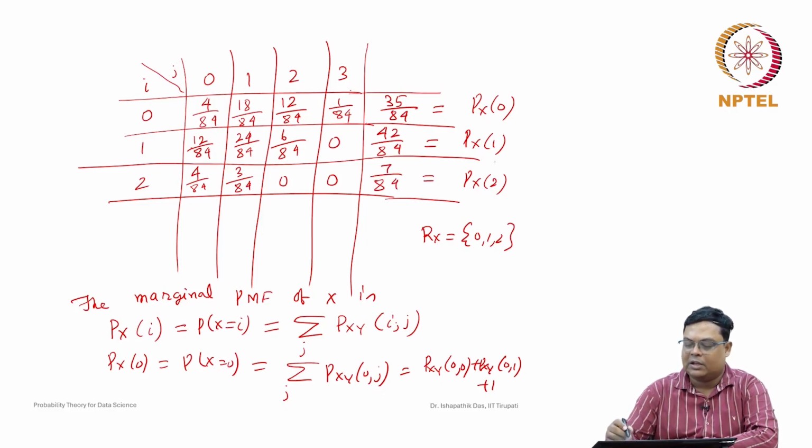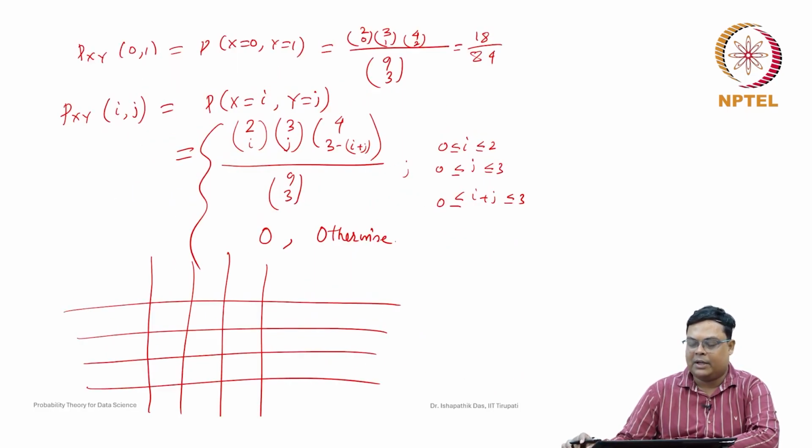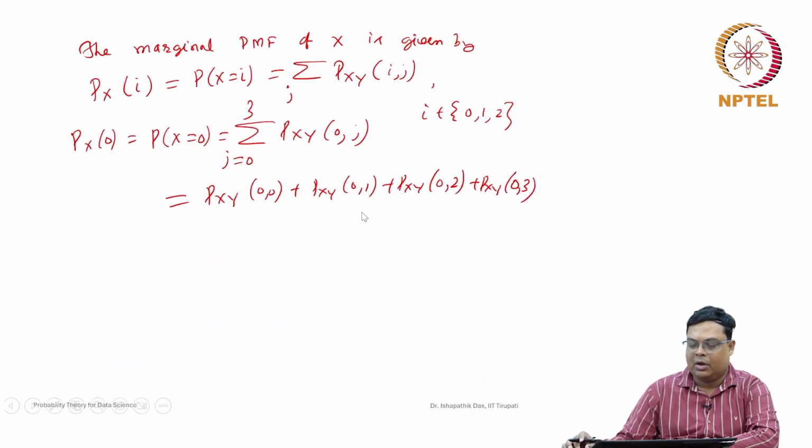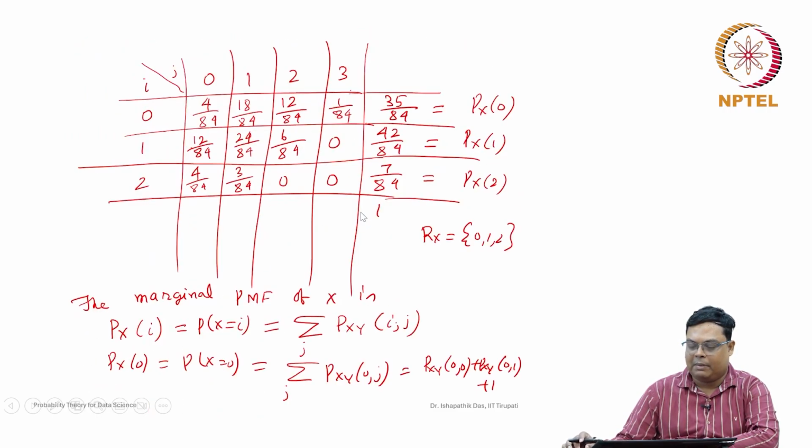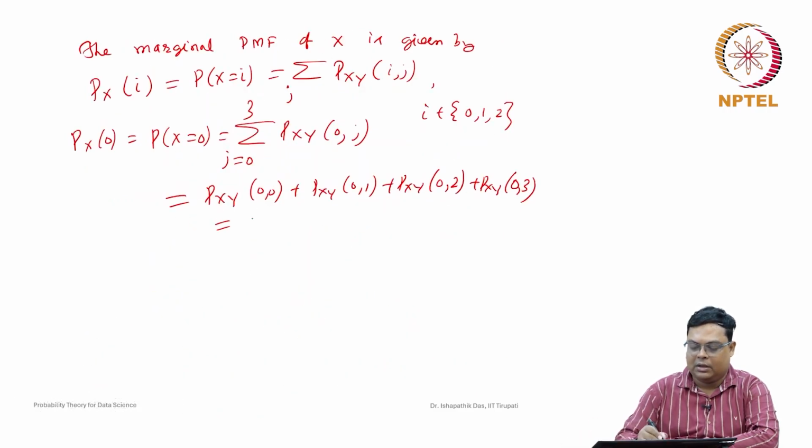Now, if you take the sum of all these values, it should match with 1. You can see that, 84 by 84 is equal to 1. Now, how can we find the marginal probability mass function of this? We got 35 by 84, and the other values you can similarly compute.